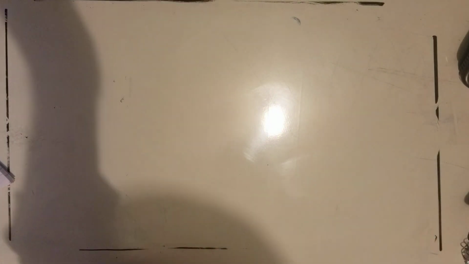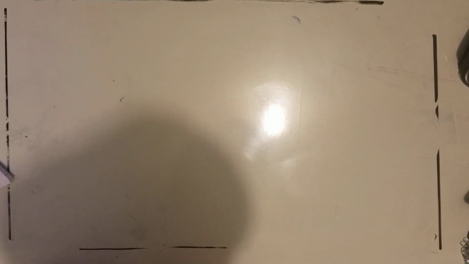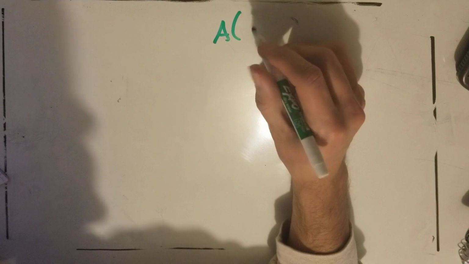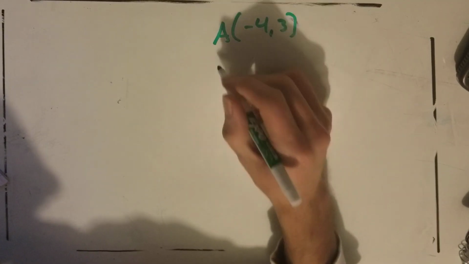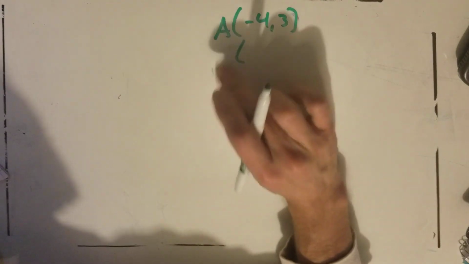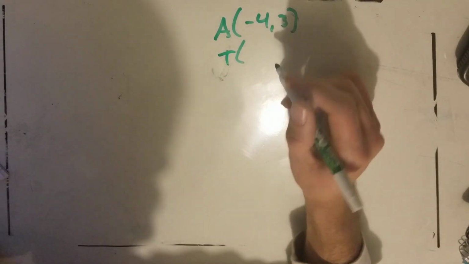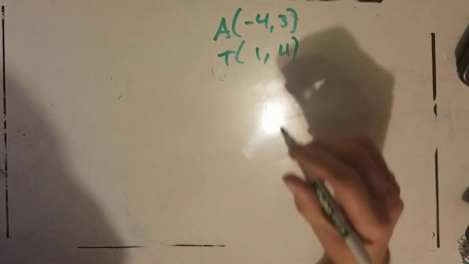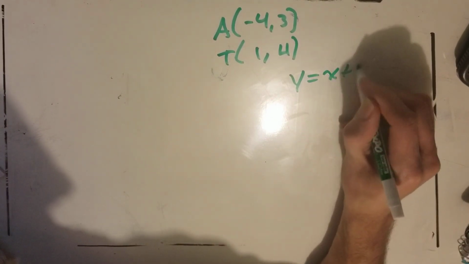We are now reflecting the segment with the points A at negative 4, 3 and T at 1, 4. And we're reflecting this over the line y equals x plus 1.